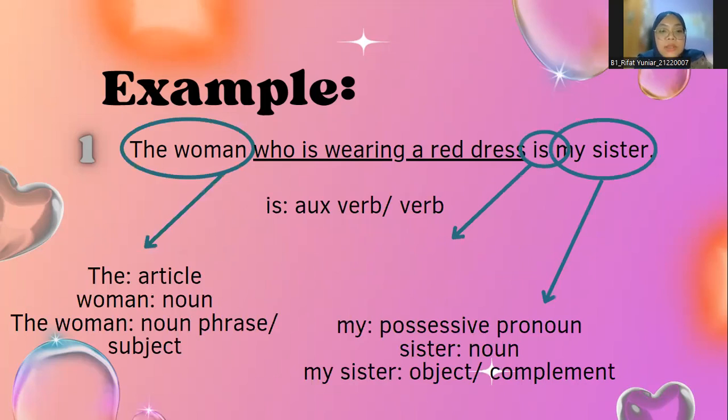The woman is a subject or noun phrase because the article and woman is noun. Because adjective clause must describe or explain the noun, and the noun is the woman. Who is wearing a red dress, and is verb or predicate. My sister is object or complement. My is possessive pronoun, sister is noun.